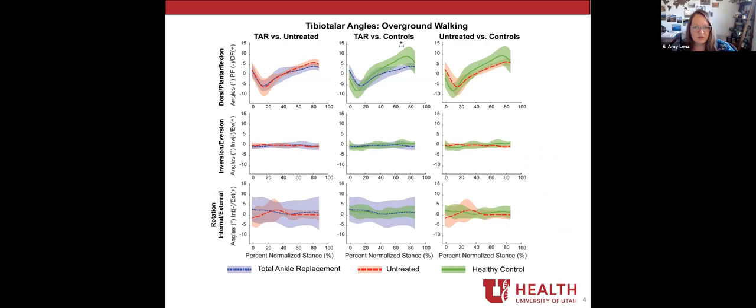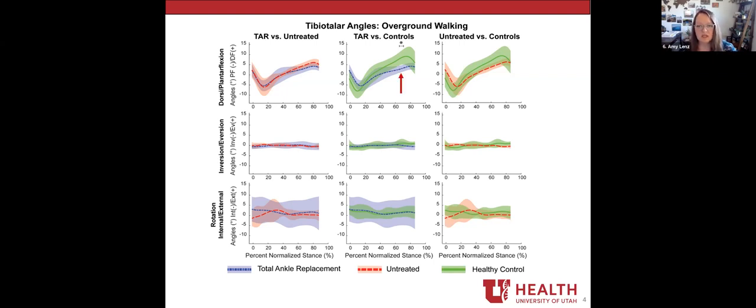So to jump right into the results, first we're looking at tibiotalar angles for our overground walking activity. Our first column is a within participant TR participant comparison, where we're looking at the total ankle replacement limb compared to their contralateral untreated limb. And we see that there are no significant differences between all 3 planes in dorsiplantar flexion, inversion, eversion, and internal and external rotation.